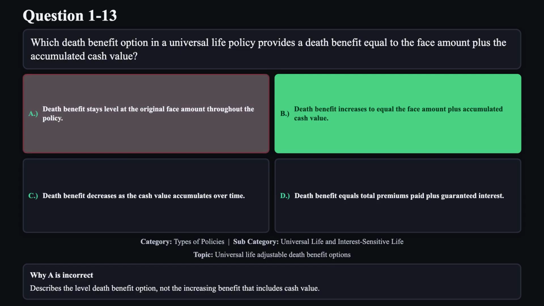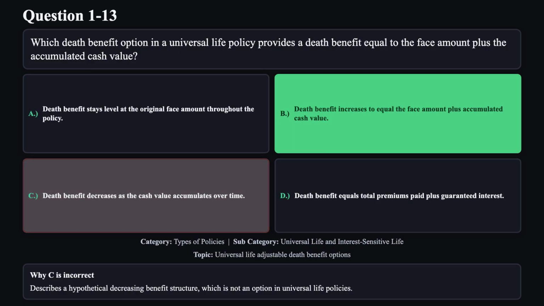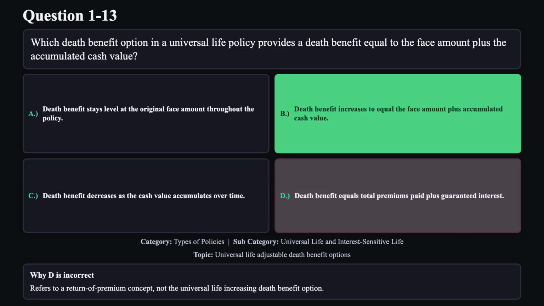Reason A is not correct. Describes the level death benefit option, not the increasing benefit that includes cash value. Reason C is not correct. Describes a hypothetical decreasing benefit structure, which is not an option in universal life policies. Reason D is not correct. Refers to a return of premium concept, not the universal life increasing death benefit option.